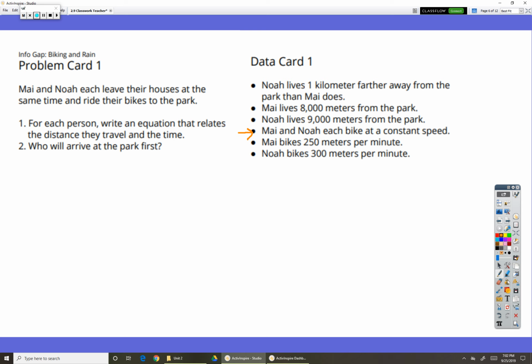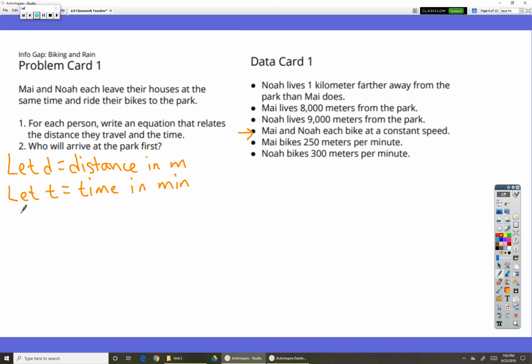Okay, so I am going to pick some variables here. I'm going to let the letter D be the distance, and I think I'm going to go with meters because it looks like most of my information is dealing with meters. So D is going to stand for the distance in meters. And then I'm going to use the letter T. That's always a good one for time. I'm going to use the letter T to represent the time, and I have minutes mentioned over here a couple times, so T will be the time in minutes.